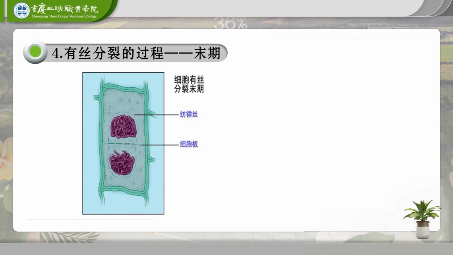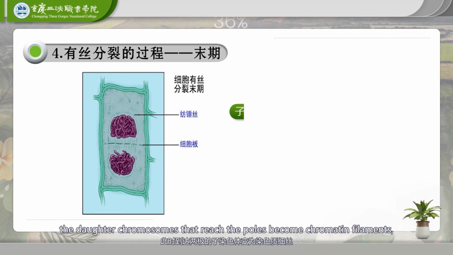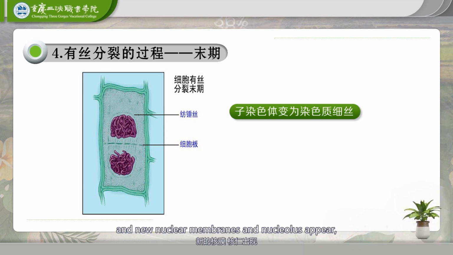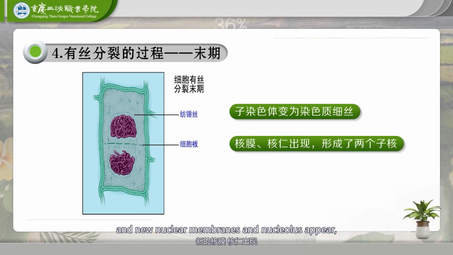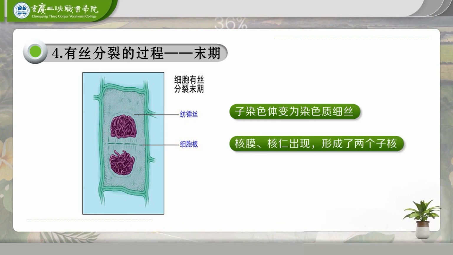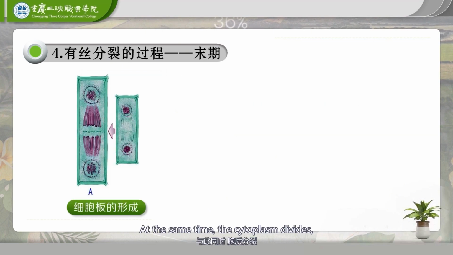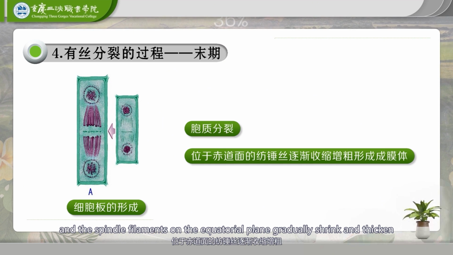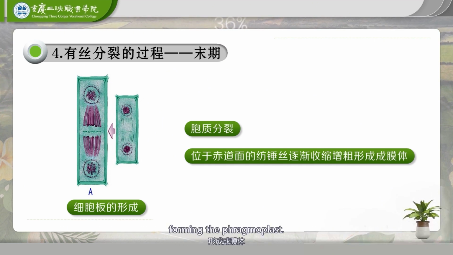Finally, in telophase, the daughter chromosomes that reach the poles become chromatin filaments, and new nuclear membranes and nucleoli appear, forming two daughter nuclei. At the same time, the cytoplasm divides, and the spindle filaments on the equatorial plane gradually shrink and thicken, forming the phragmoplast.